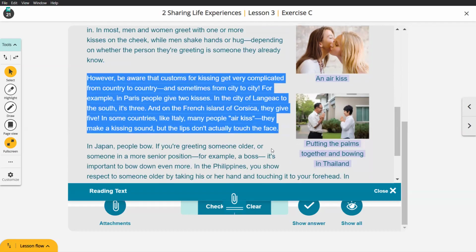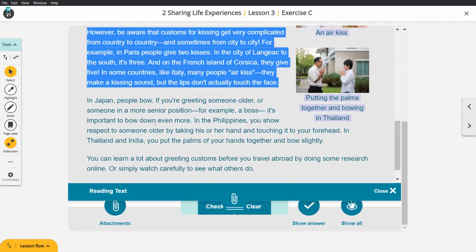Okay, however, be aware that customs for kissing get very complicated from country to country, and sometimes from city to city. For example, in Paris, people give two kisses. In the city to the south it is three, and on the French island of Corsica, they give five. In some countries, like Italy, many people air kiss. They make a kissing sound, but the lips don't actually touch the face. Okay, thank you.